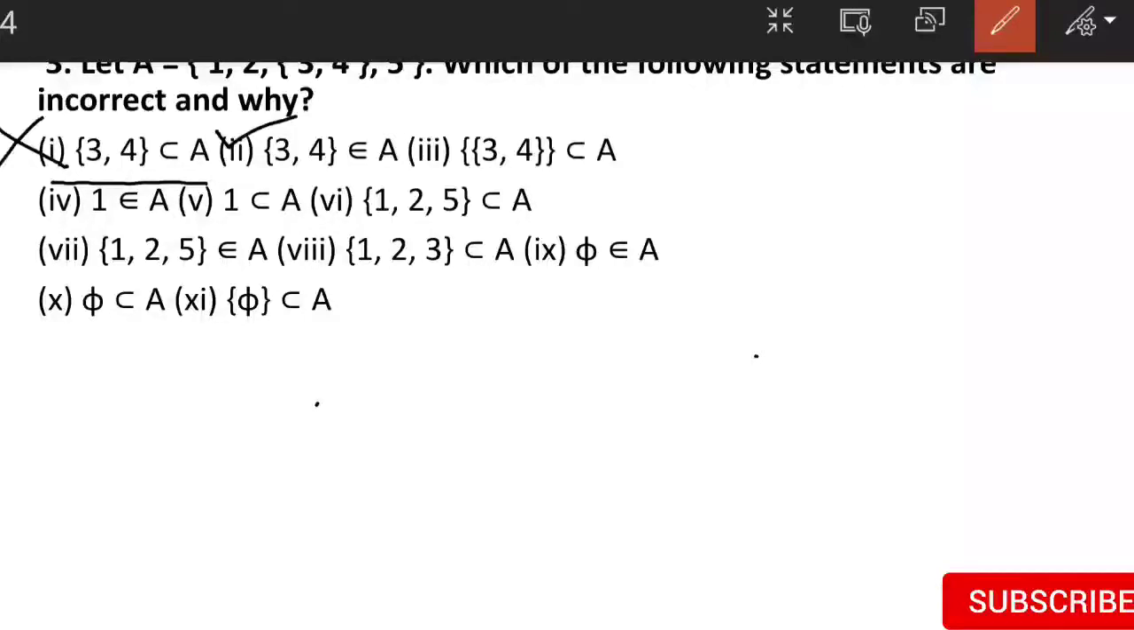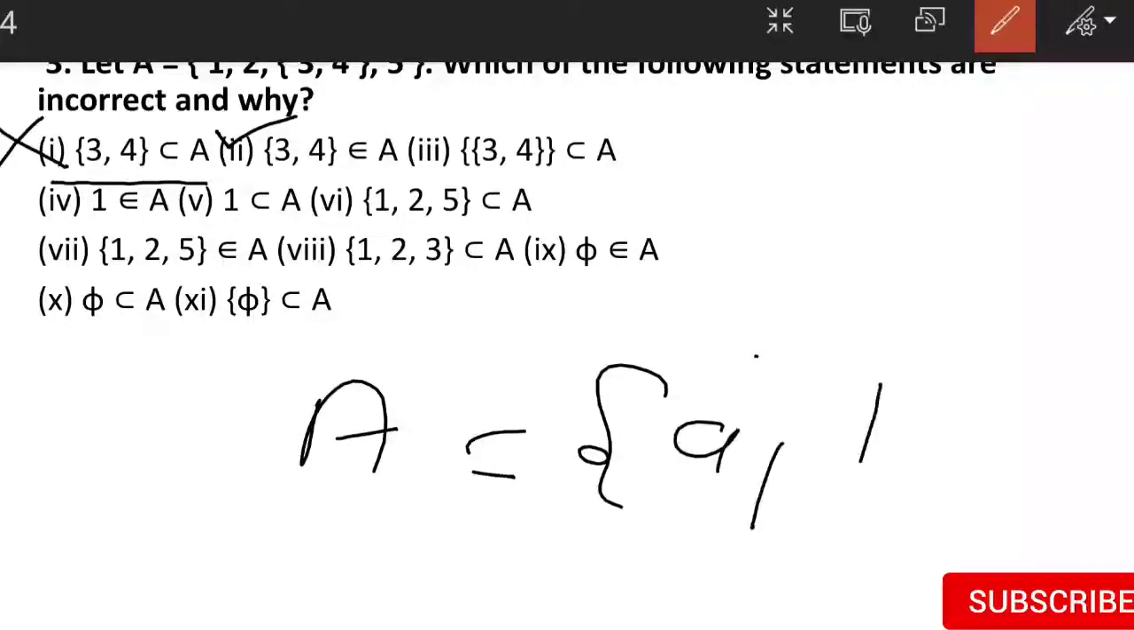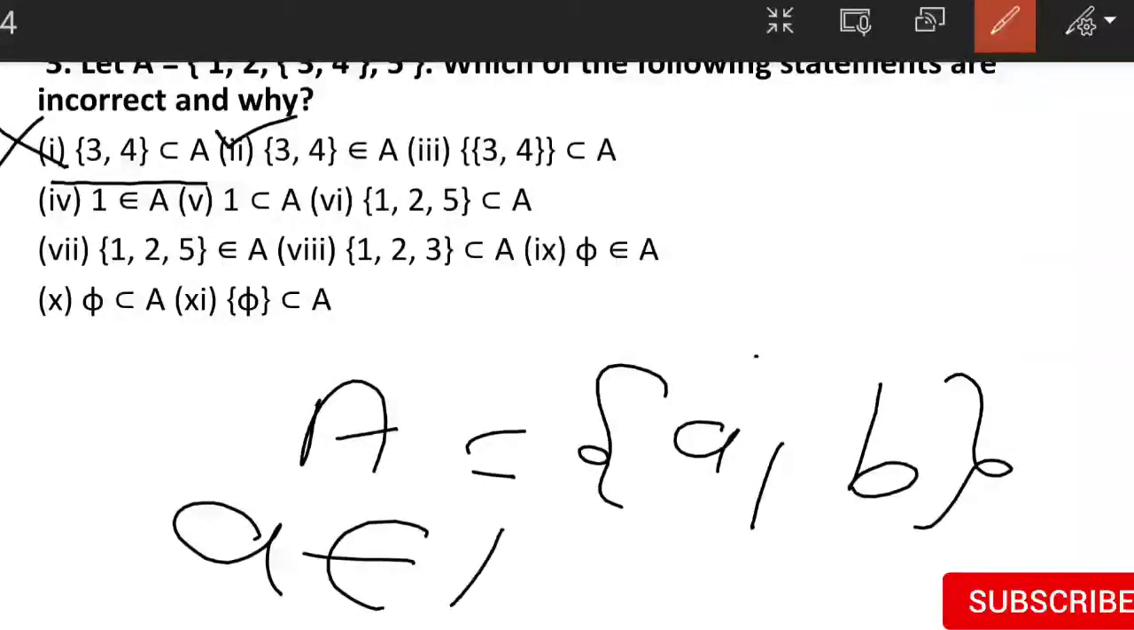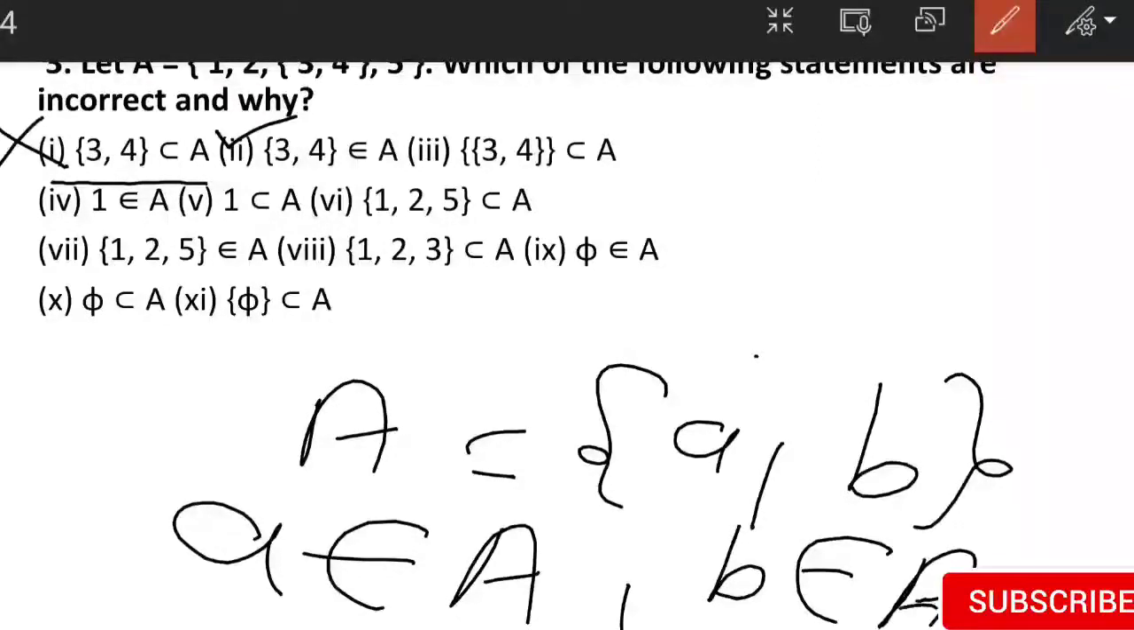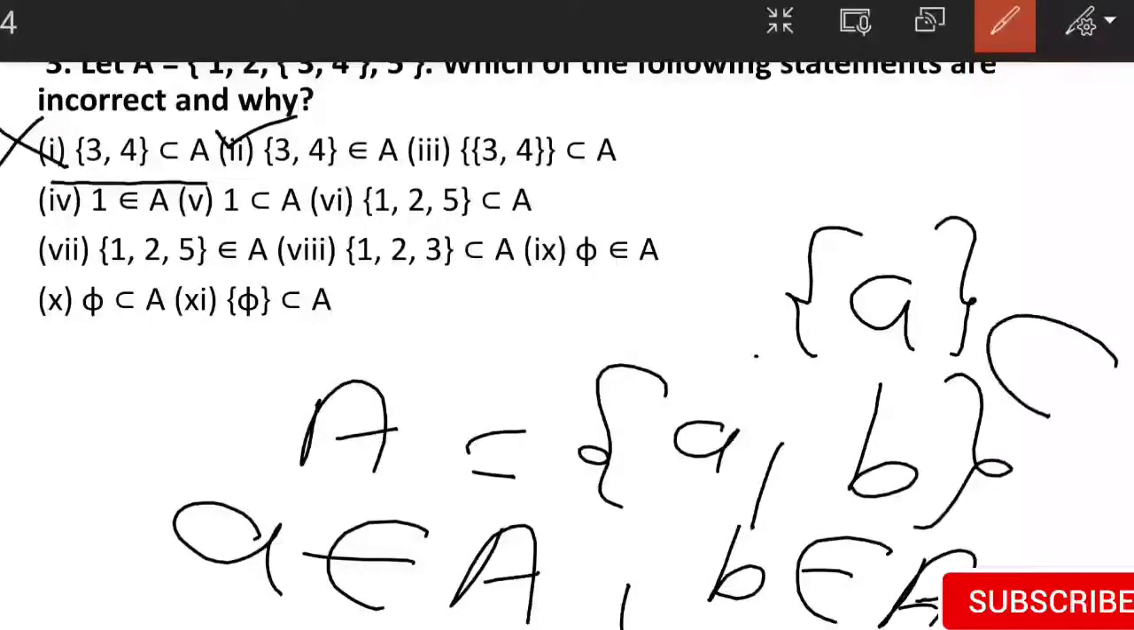Because if set A contains set of A, B, then this is an element of set A. So elements are belonging to set A, and we have to use the belonging symbol. And if we are saying set of A, it is a subset of set A. So here 3, 4 is an element of set A. So it is belonging to set A, not a subset.